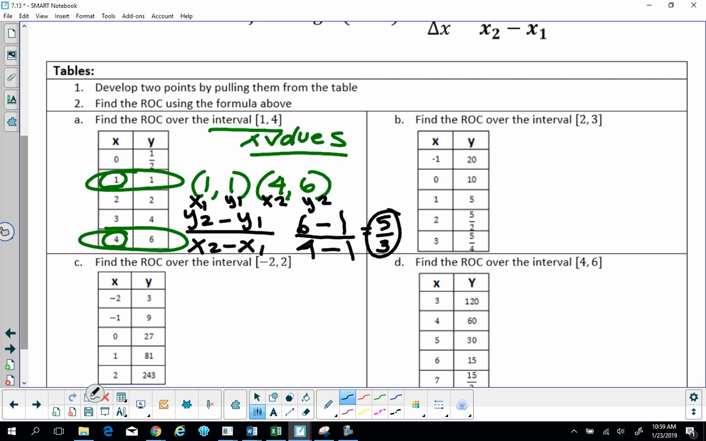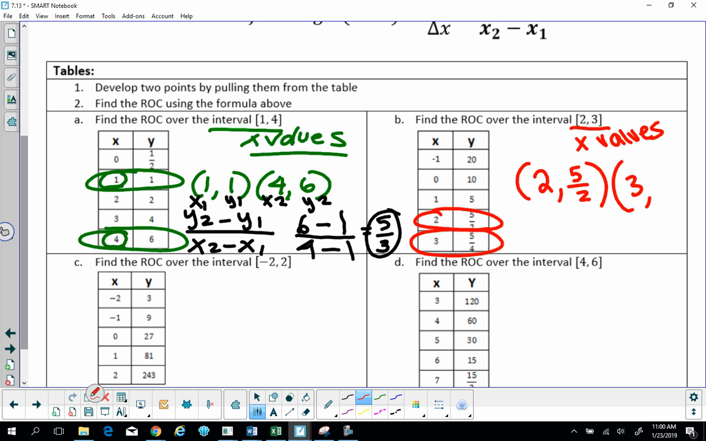Yep, so we're just finding the rate of change, but the main difference is now they're asking over intervals. So let's try this one right here. It says find the rate of change between that interval. So these numbers are your x values. So I look and I go, okay, where is there 2 in the x value? Right here, so I'm using this point. Where is there 3 in the x value? Okay, I'm using that point. So those are signifying the 2 points they want you to use. And so I know it's 2, 5 over 2, and 3, 5 over 4.